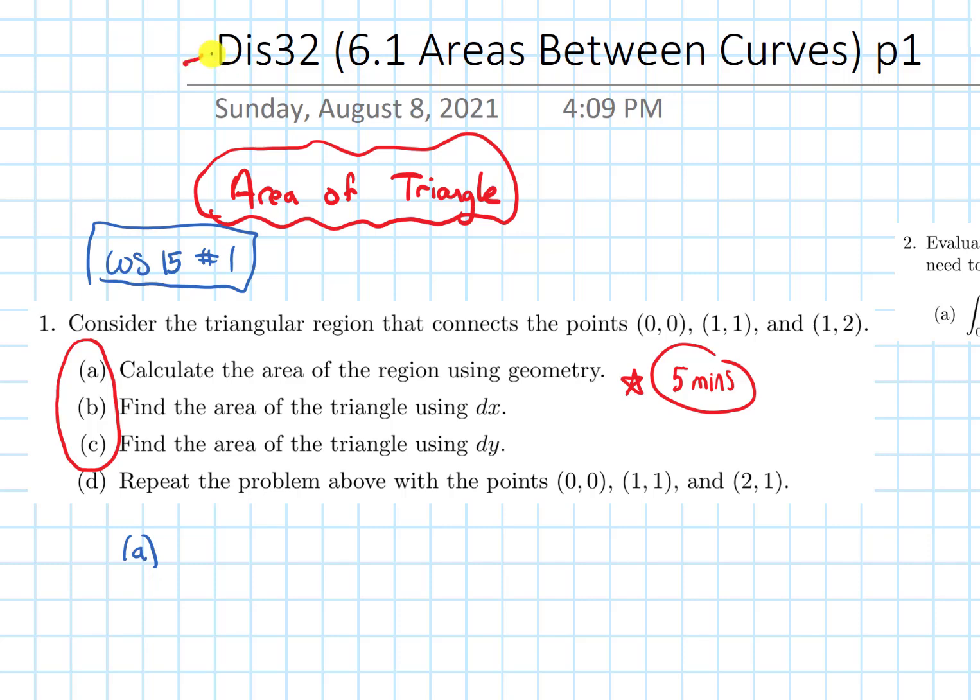Welcome to discussion 32. In today's discussion, we'll focus on section 6.1 on areas between curves. In this video specifically, we will do an example involving finding the area of a triangle.